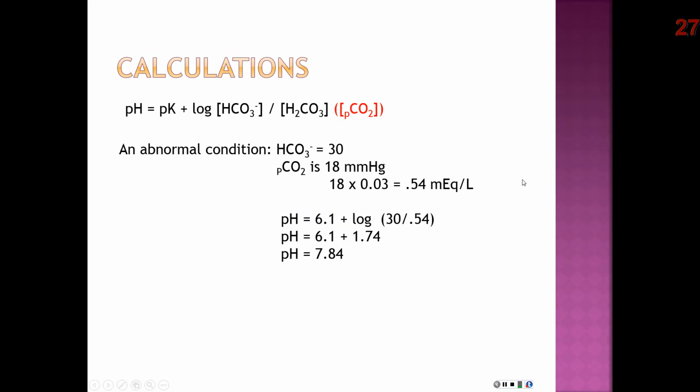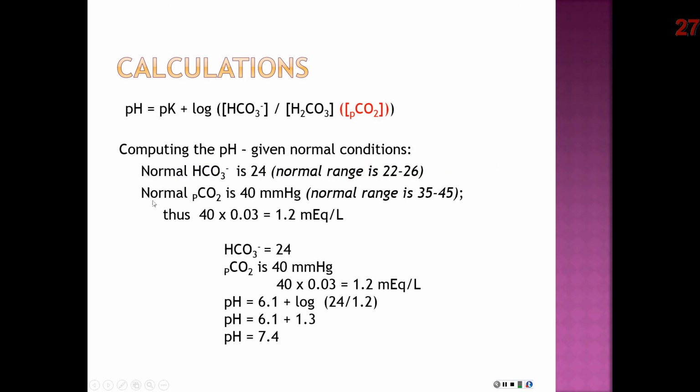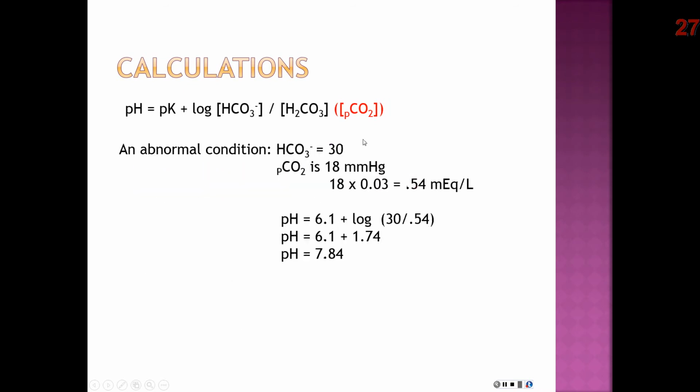All right, let's take a look. One more calculation real quick here. This is an abnormal value. So in this case, I give you a bicarbonate level of 30 and a partial pressure of carbon dioxide of 18. Let's jump back here. Remember what your normal range is. Bicarbonate is 22 to 26. So if we're at 30, that bicarbonate level is high.